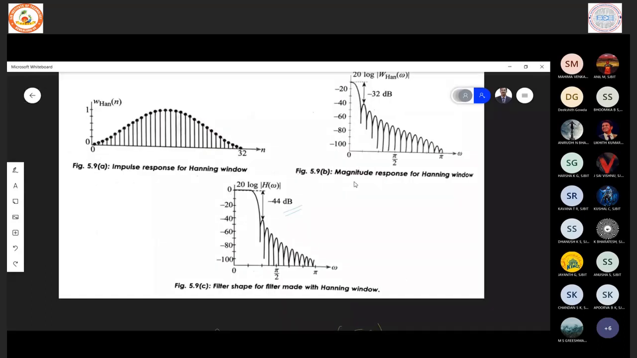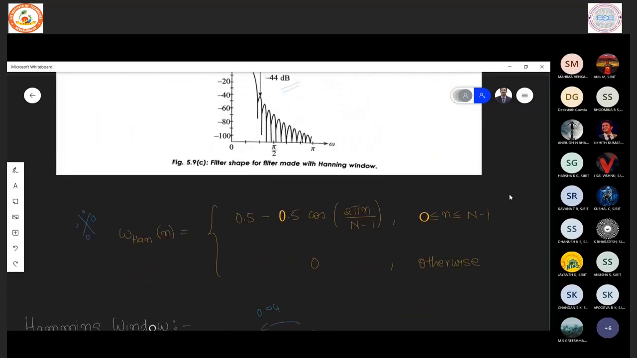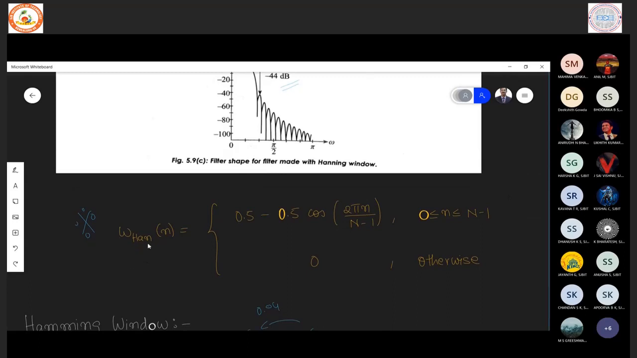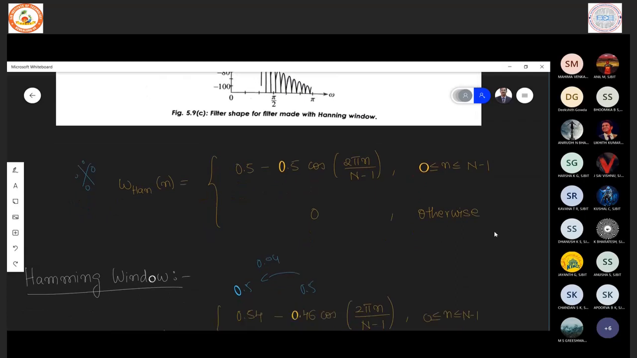Now what is the problem here? No problem. The expression is a little more complex than the previous one. The expression which you have to remember: w_Han of n, the window function for Hanning, is given by 0.5 minus 0.5 cos of 2 pi n divided by N minus 1. This is defined for n between 0 to N minus 1 and 0 otherwise. So this expression has to be remembered before we can substitute and solve it.